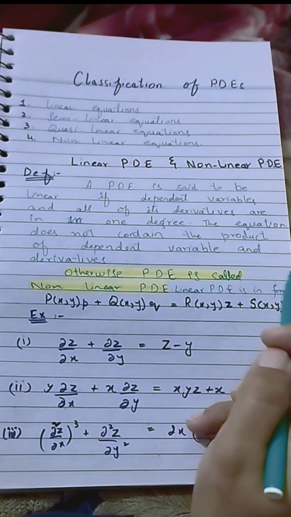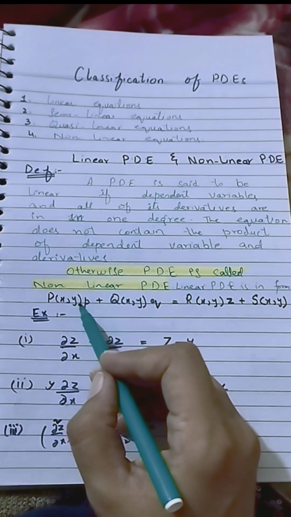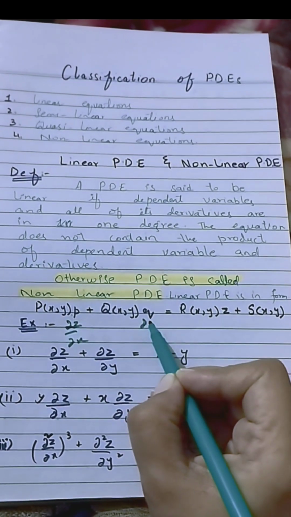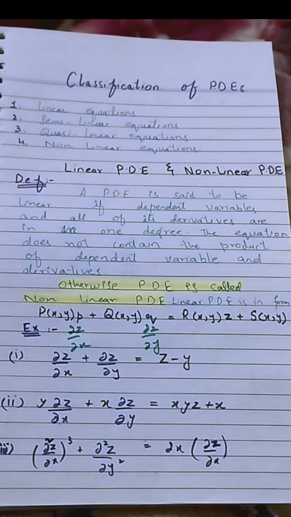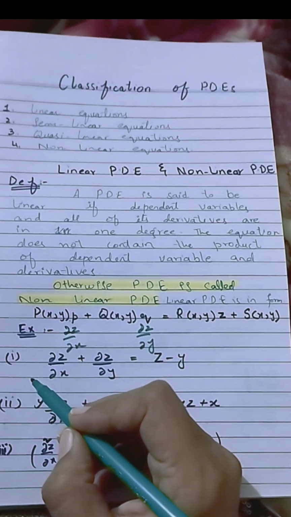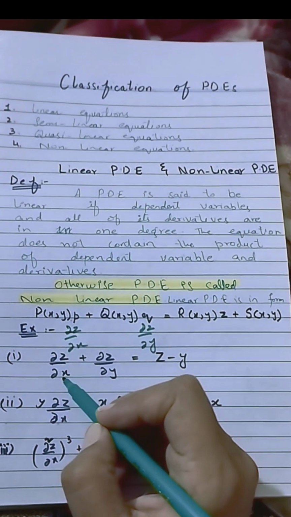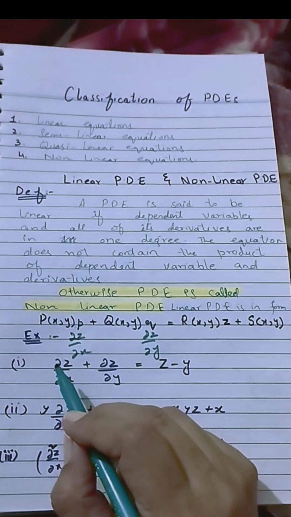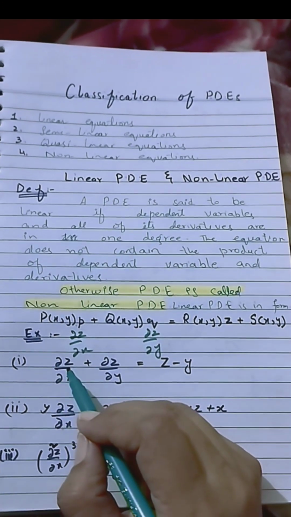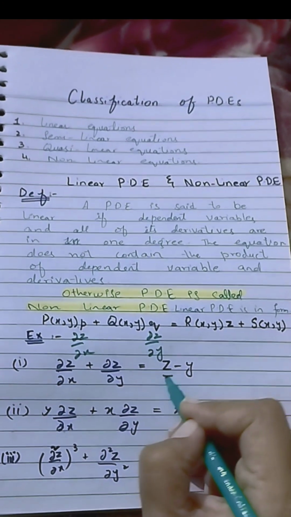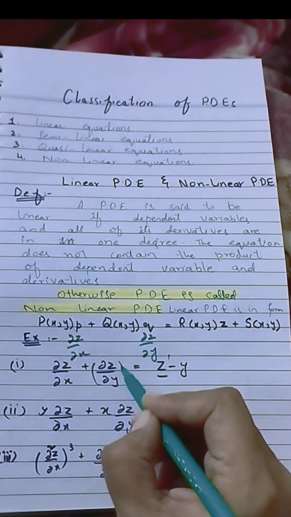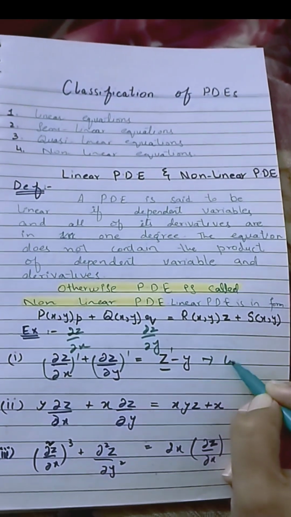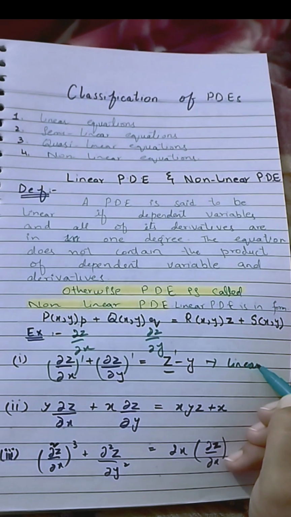A linear partial differential equation would be in a form like this, where p is the notation for partial z by partial x, and q is the notation for partial z by partial y. Here let's see some examples. Partial z by partial x plus partial z by partial y equals z minus y. Here you see the dependent variable and its partial derivatives all have degree 1. So this equation would be a linear partial differential equation.